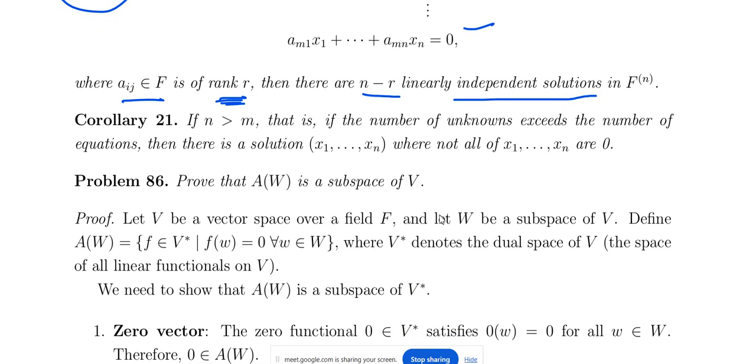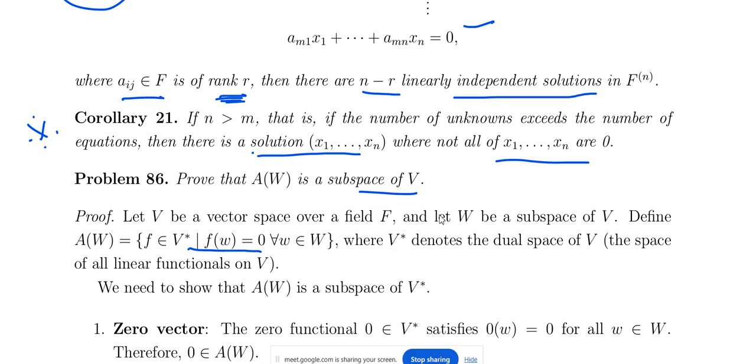And if n is greater than m, that is, the number of unknowns exceeds the number of equations, there is a solution x1, x2, ..., xn where not all are 0; some may be non-zero. That is also very important. Okay, and to prove that A(W), the annihilator of W, is a subspace of V, we already know the definition of the annihilator of W.